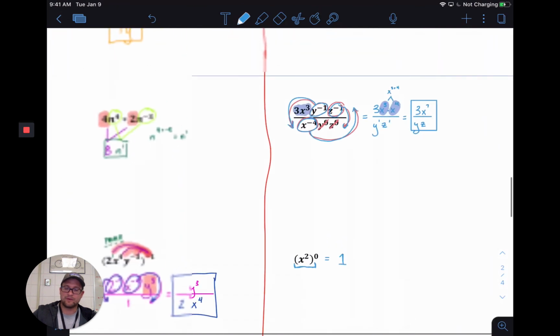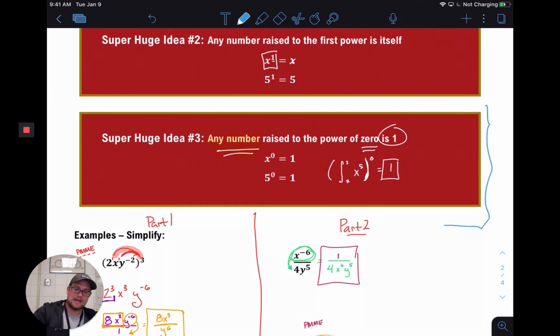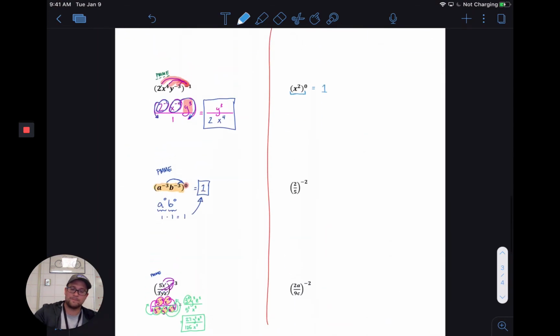And that really goes back to our super huge idea number 3. Any number raised to the 0 power is really equal to 1, right? So don't fall for that trap and make it a 0. You got to make it into a 1.